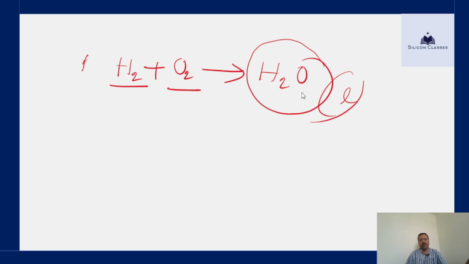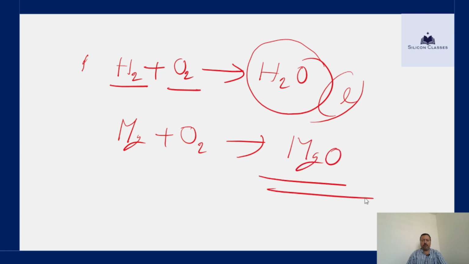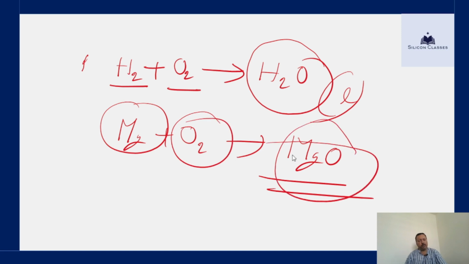There are so many examples of the combination reaction. We have already discussed magnesium plus oxygen. It will form magnesium oxide, a single compound. Magnesium combined with oxygen to form a single compound, that is magnesium oxide. These are the 2 examples of the combination reaction.